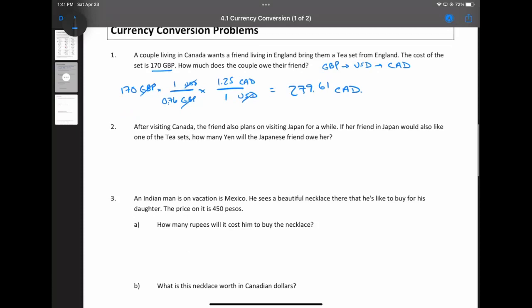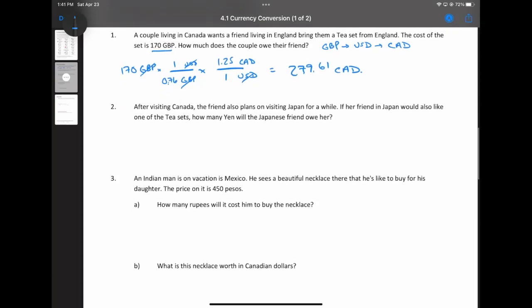Question two. After visiting Canada, the friend also plans on visiting Japan for a while. If her friend in Japan would also like one of the tea sets, how many yen will the Japanese friend owe her? So very similar.